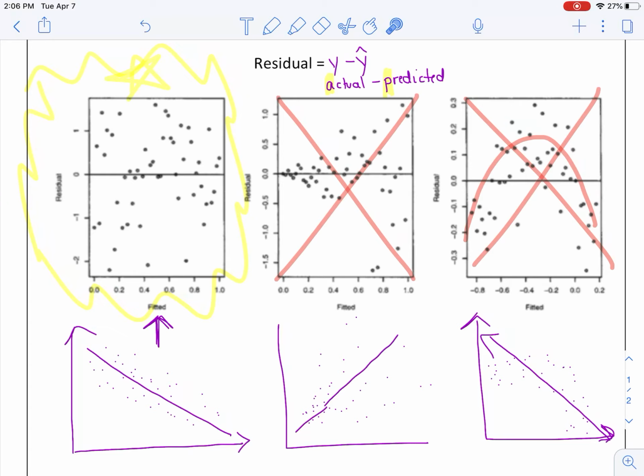But really, the important thing to keep in mind is that good residual plots just mean that whatever line has been fit is fitting the data well. And then we have these two residual plots where we could be doing a lot better. Okay? That's it.